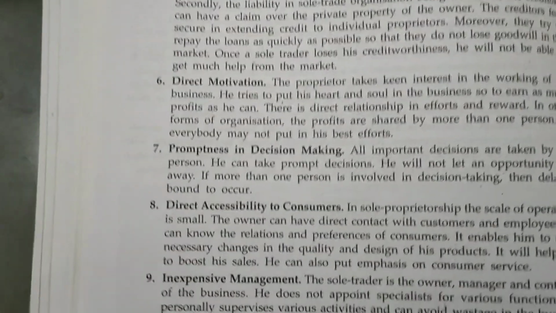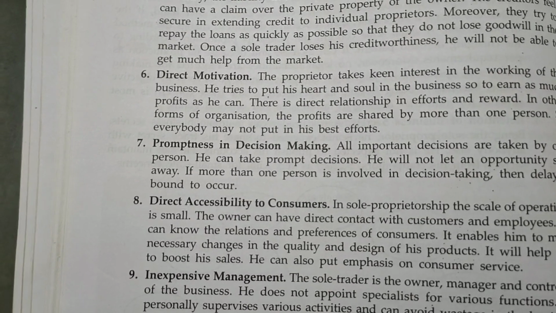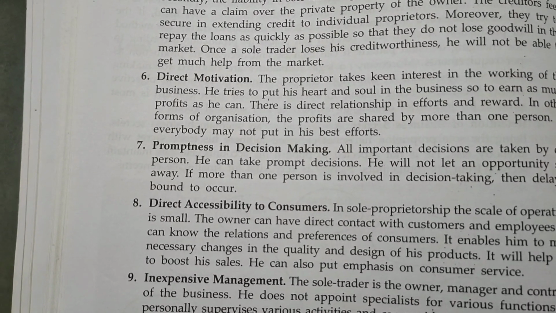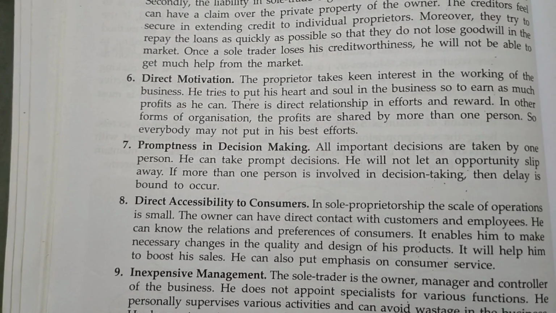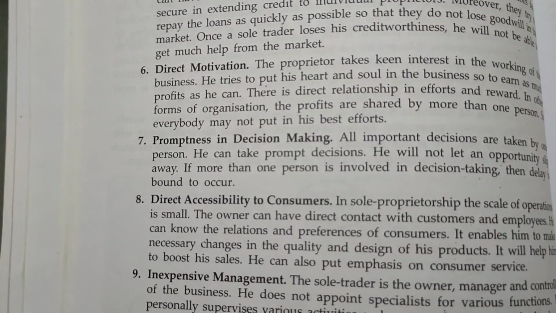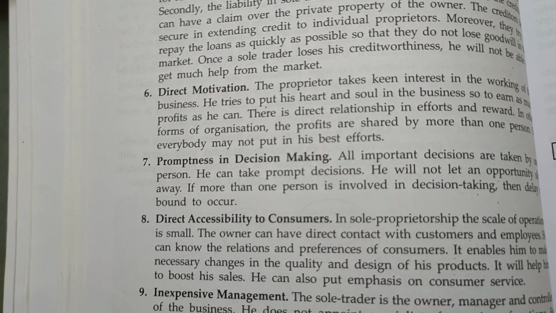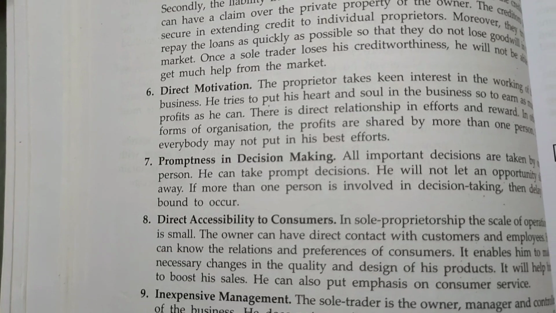Next one, the seventh one: promptness in decision making. Promptness in decision making means here all the decisions are taken by himself only. Why are all the decisions taken by himself? Because he is a single owner. The decision taking and everything will depend on him only.